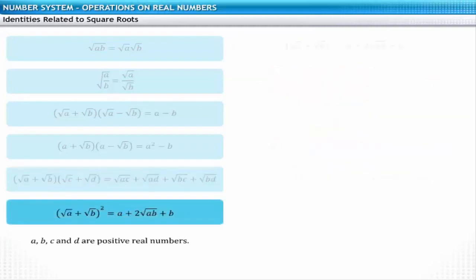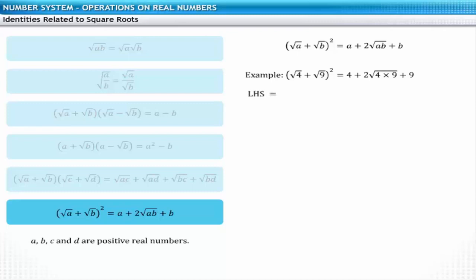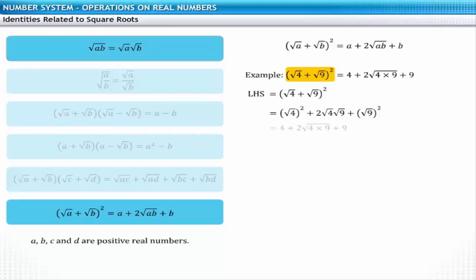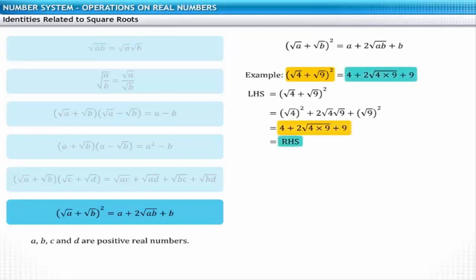The sixth identity is the square root of a plus the square root of b whole squared is equal to a plus 2 times square root of ab plus b. Let's verify it. Let's first consider the left-hand side of the example. Now we expand this expression. Apply the first identity and simplify this. This is equal to the right-hand side of the example.